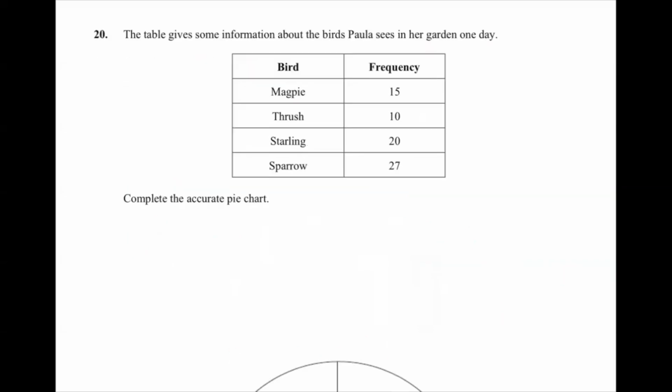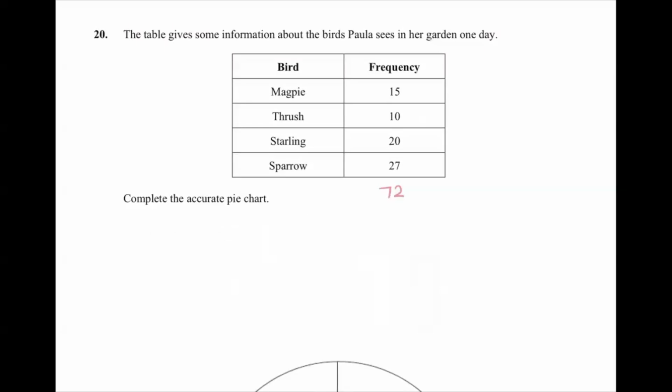Okay, we're going to draw a pie chart. First thing we need are the angles that we need to measure. And this is the maths bit, okay? And you can't draw a pie chart without the maths bit. So first thing we're going to do is add up and find out just how many birds there are in the frequency. That gives us a total of 72.